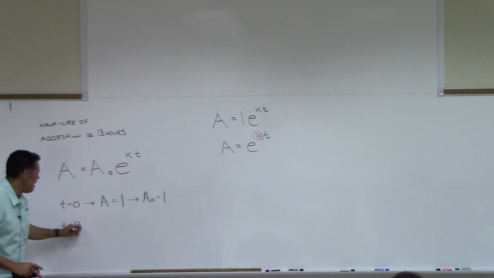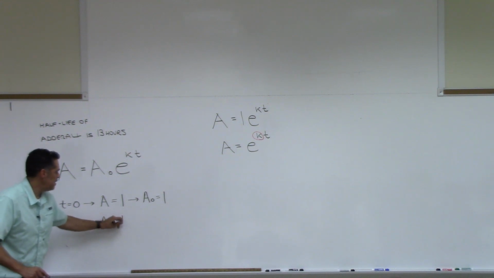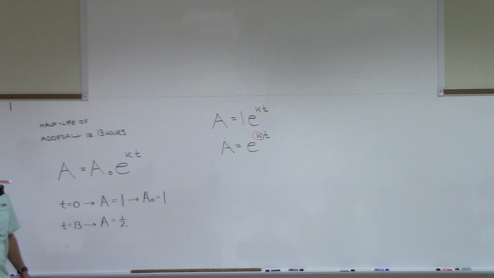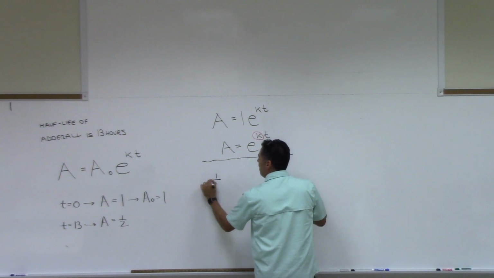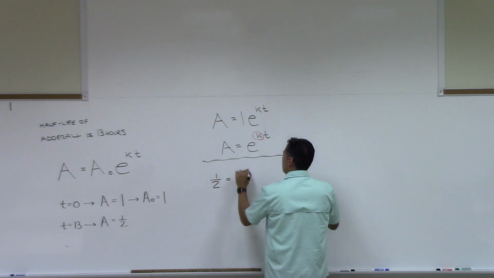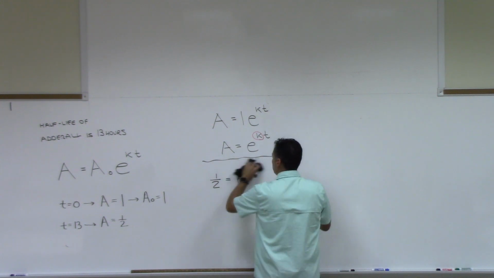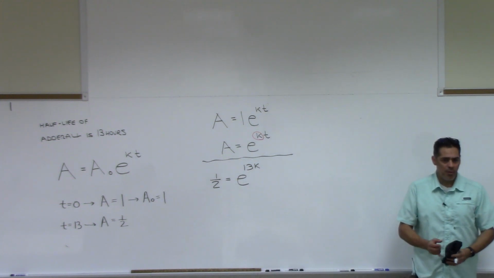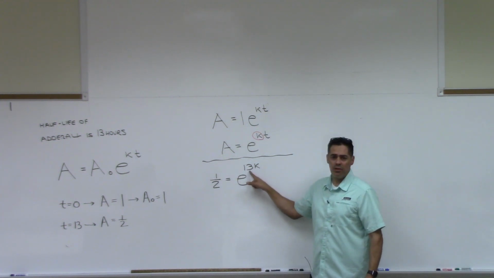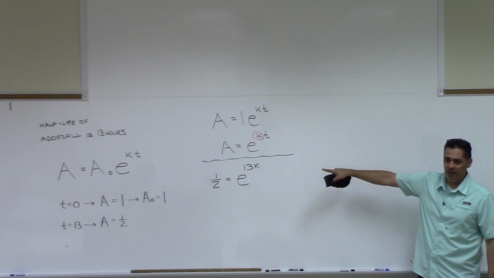So when t is 13 hours, how much Adderall should be in my system? Half of it, right? 50%. Half of it should be in my system. So this formula becomes half equals e to the k times 13, or 13k. See, it's the exact same setup as the previous problem, except we had 5,730 there. Here we have 13. If we were talking about uranium, that would be 1,000,000 up there.